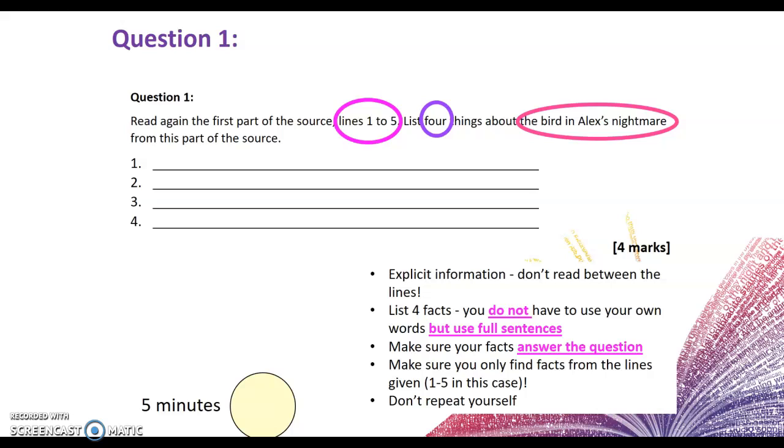Make sure that your facts answer the questions. If it's not about the bird from Alex's nightmare, don't include it. If it's about Alex, if it's about any other aspect of the nightmare, it must be about the bird. Make sure you only include details from the lines given, so 1 to 5 in this case. If you find something brilliant in line 7, tough, you won't get marks for it.